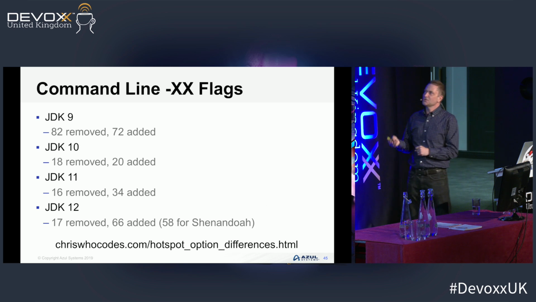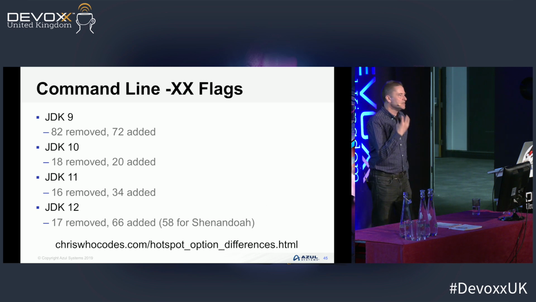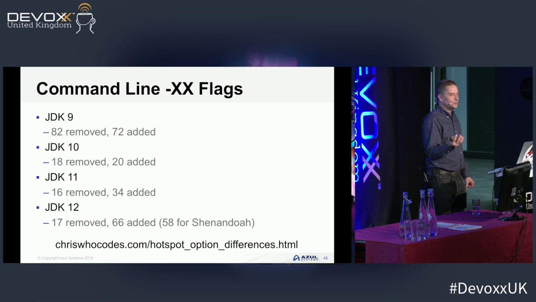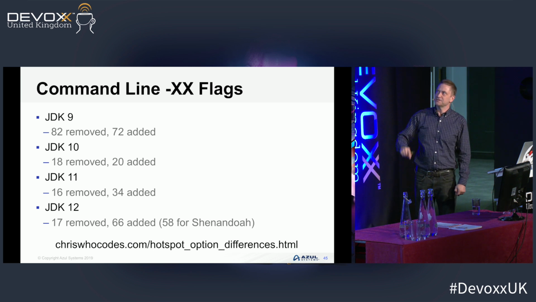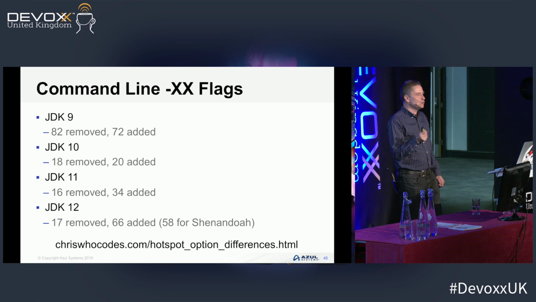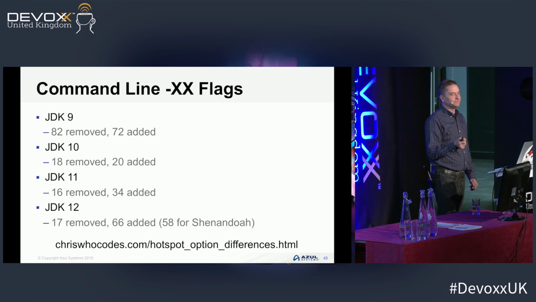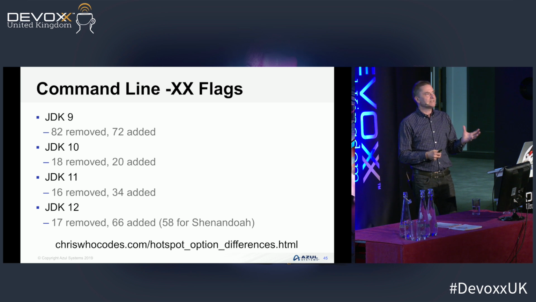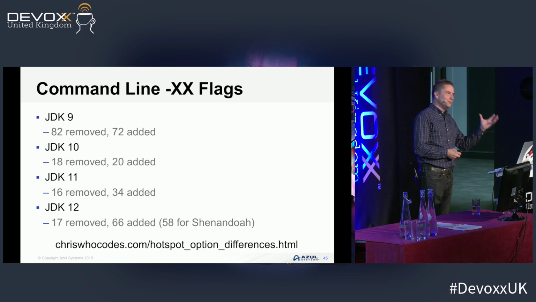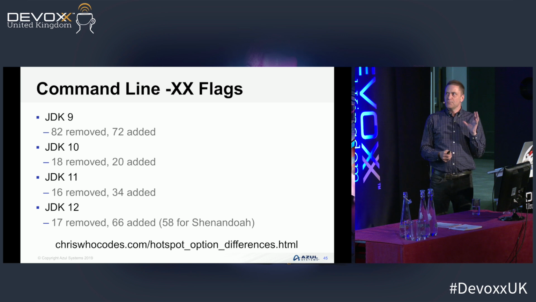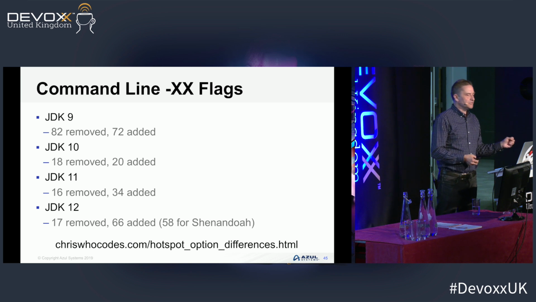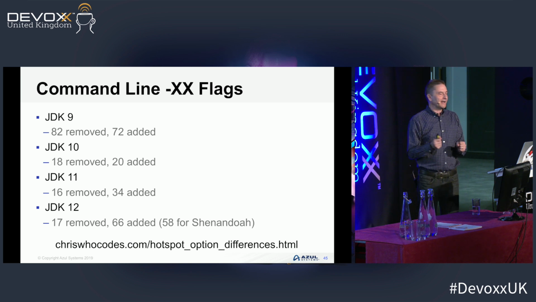Again, there's some tidying up of command line flags. This is something that I looked at, and it was quite interesting to do an analysis here. JDK 9 removed 82 -XX flags in the runtime. It makes you realize just how many flags there are if you can remove 82 of them and nobody really notices. There are about 750, I think, in total. But they added 72 back again.